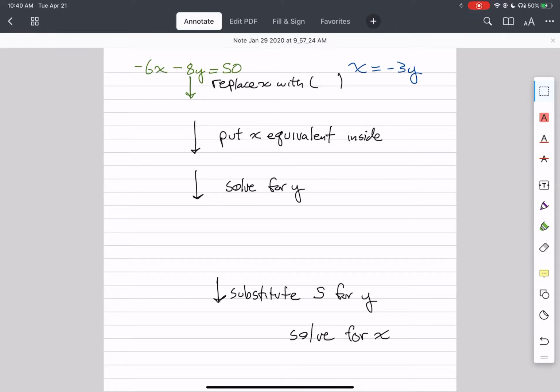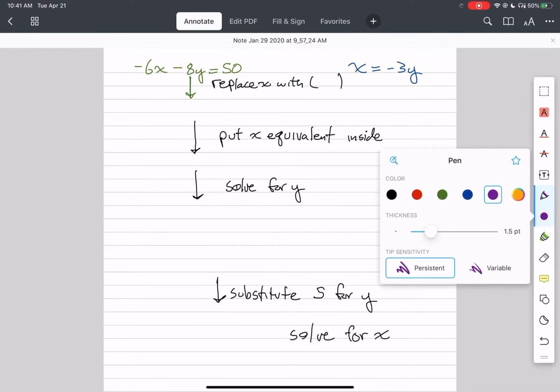For level 2 substitution, we're given two equations where one of them is solved for a variable and the other is not. So what we do is whatever the known variable is, the solved one, we replace its equivalent in the other equation. So in this case, we have x solved for. So in the first equation, we are going to rewrite it.